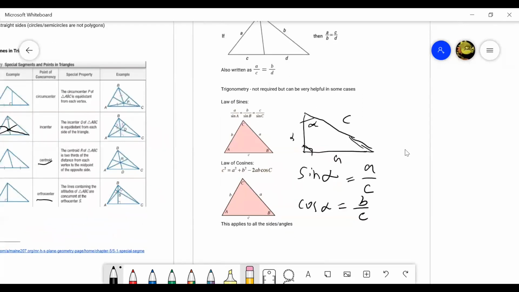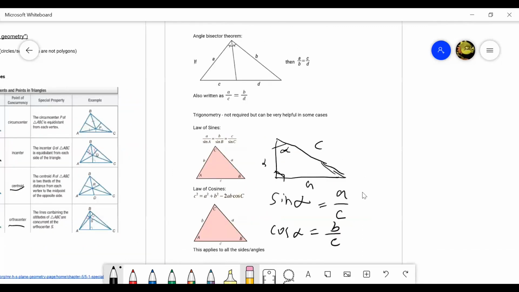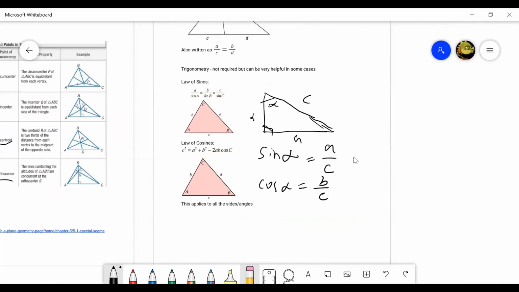The two most commonly used trigonometry related theorems for triangles are the law of sines and the law of cosines. You can see they're written right there. The law of sines states that the ratio of a side to the sine of the angle it's facing is equal for every side in the triangle.